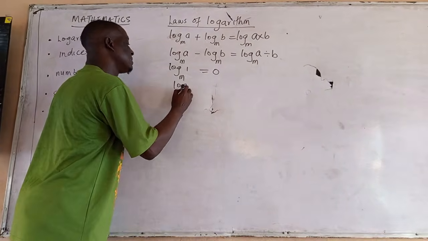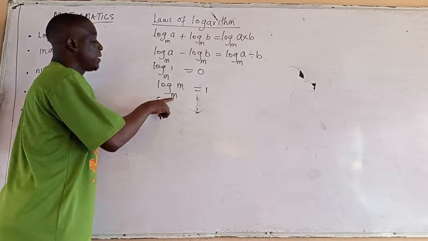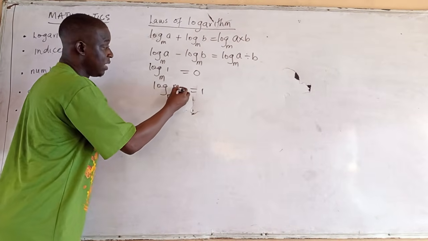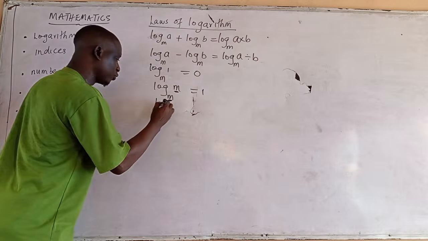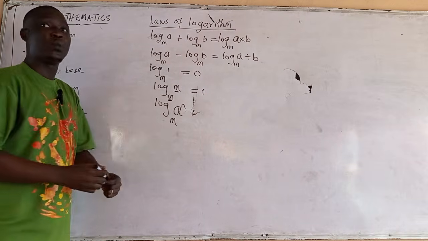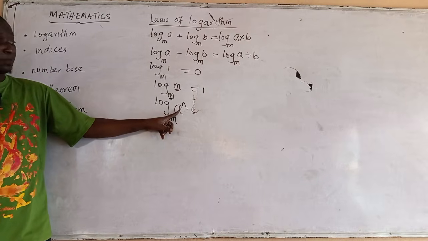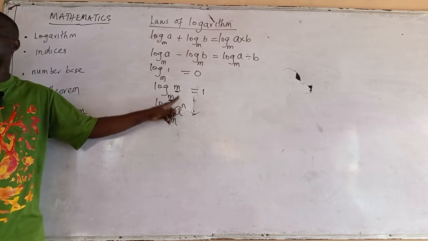Now, log to base m to the power of m is equal to what? 1. Whenever the base of the logarithm and the power are the same, it is equal to 1. Then we have log to base n to the power of a raised by n. That means the power is carrying another power.